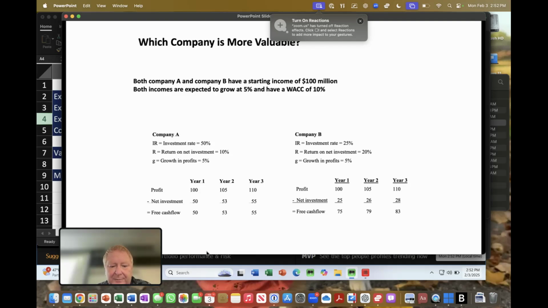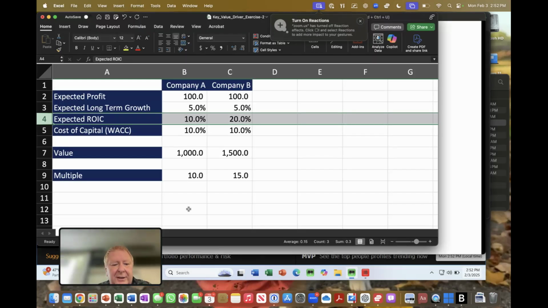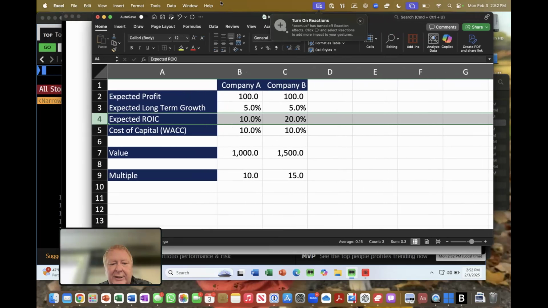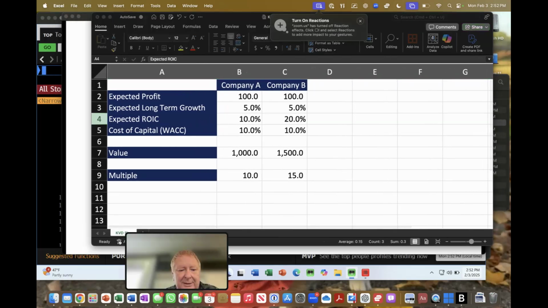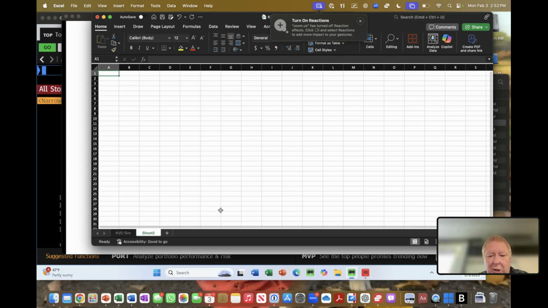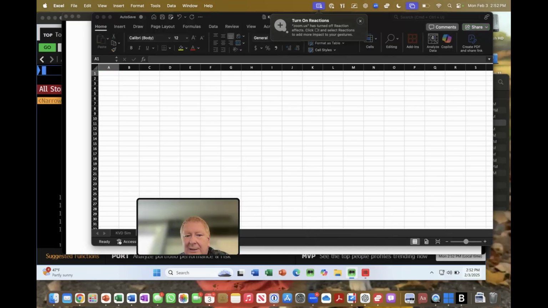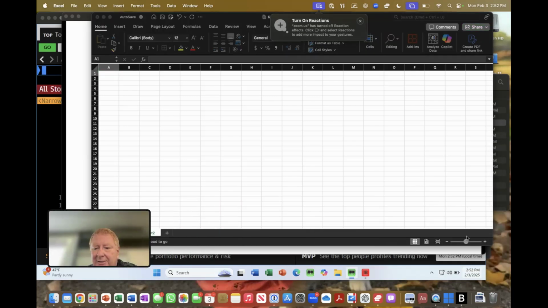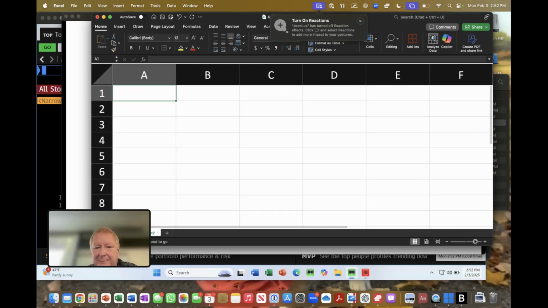Let me show it to you. Where's Excel? All right, here's Excel. And what I'm going to do is just quickly, my Zoom window is in the way, open up a new spreadsheet and make it a little bit bigger. All right, if we have a company, 10% ROIC, 20% ROIC.